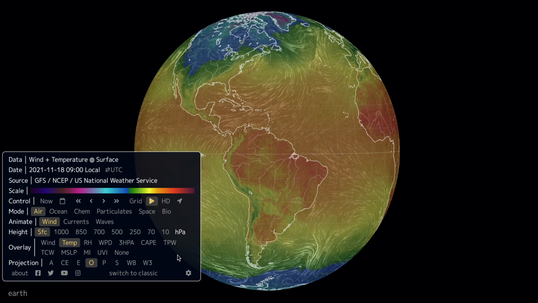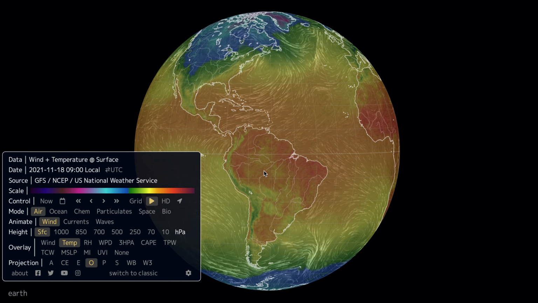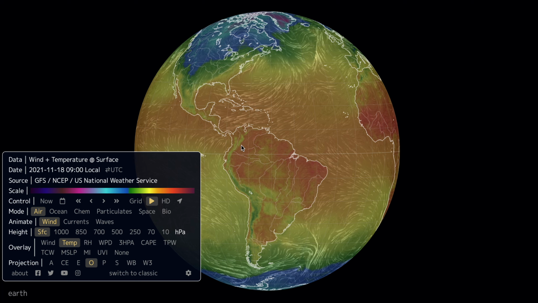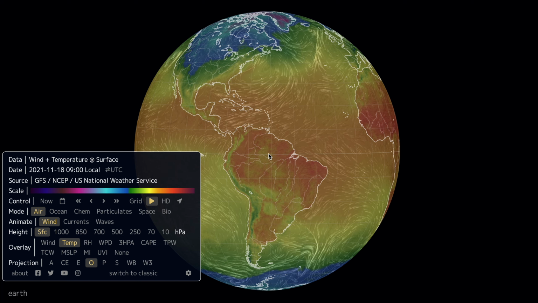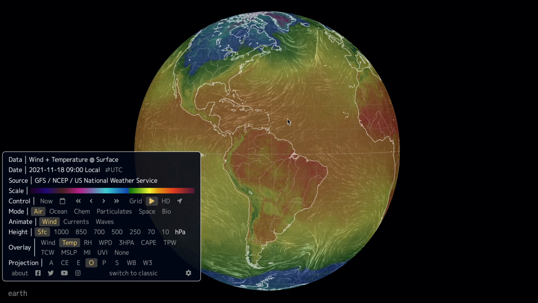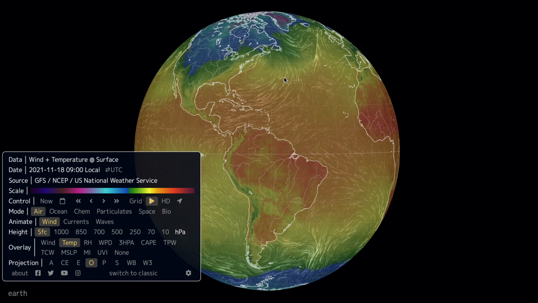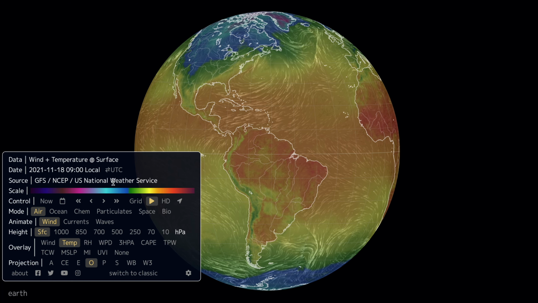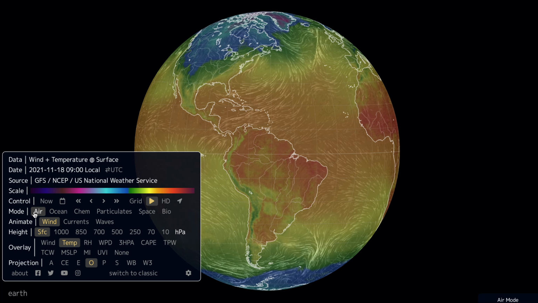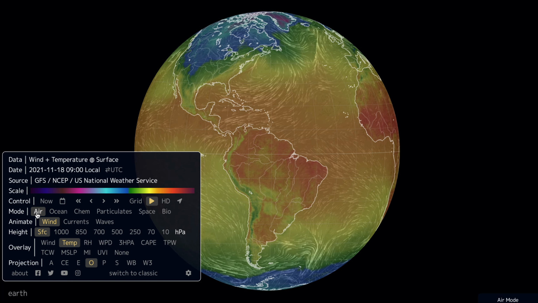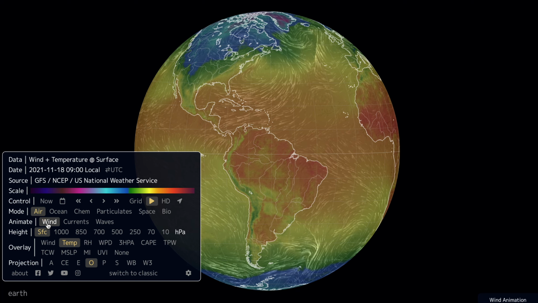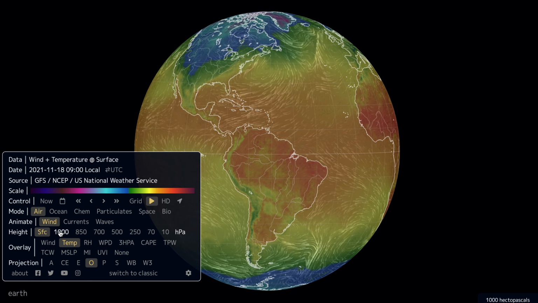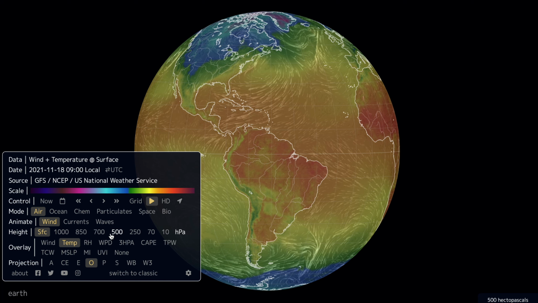So in today's worksheet, you'll need to use this simulation right here. This simulation is going to be used throughout the remaining of the unit, and it shows you different things that we'll be observing. One of them being wind currents. For wind currents, you want to have the mode on air, animate wind, and then the height. So you'll see different values for the height.